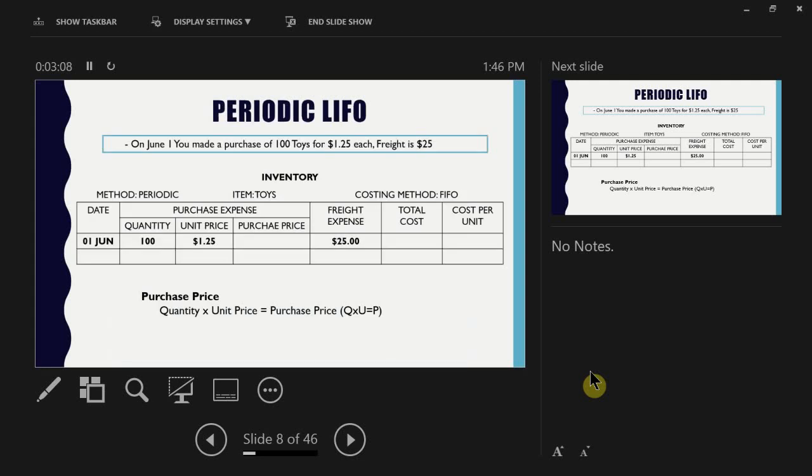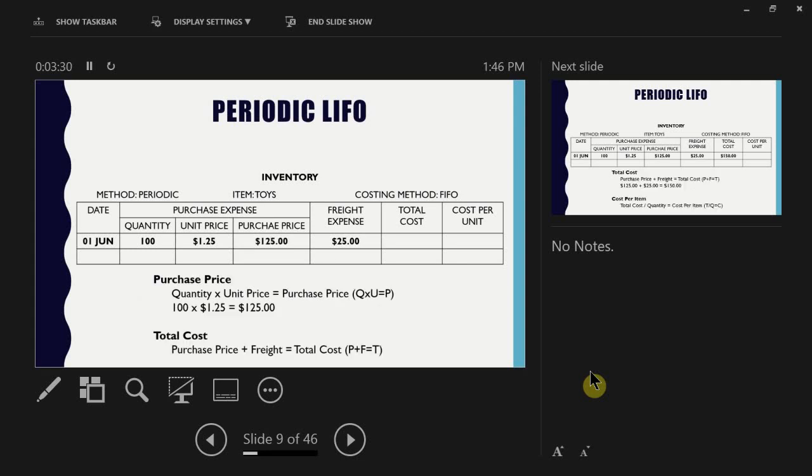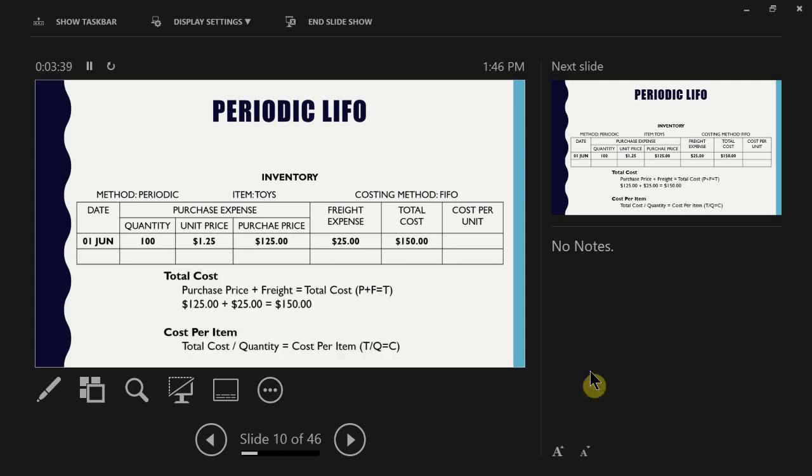Now we're going to actually plug it into our table. So here I have my quantity of 100. It's going to cost me $1.25 each, and my freight is going to be $25. So the first thing that we got to solve once again is my purchase price, which is my quantity times my unit price, which gives me a total of 125, right? Now I'm going to add my freight to get my total cost of 150, all right?